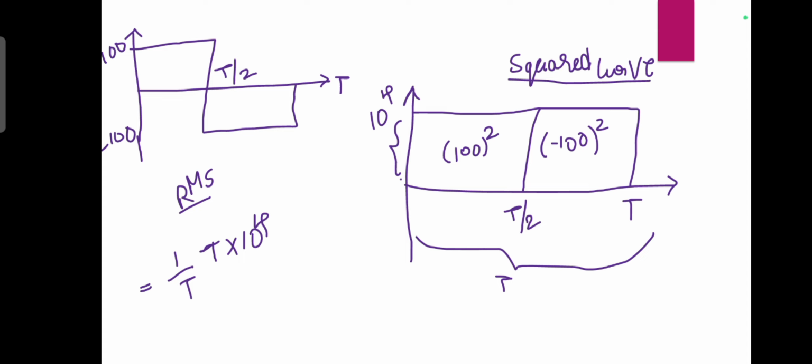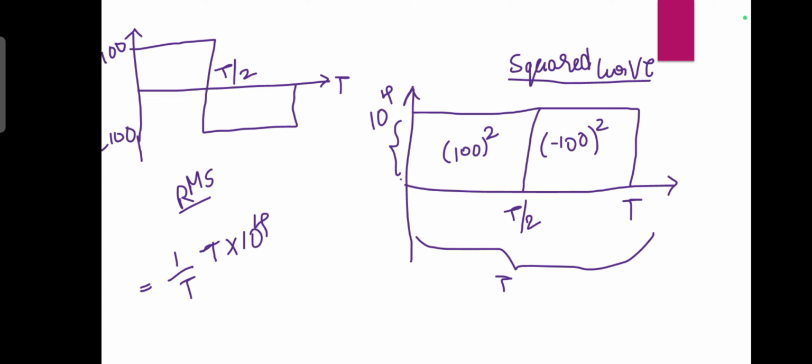And for the RMS value calculation using the area method, how to find? What we need to do is just square the waveform. Previously it is 0 to T by 2 positive half cycle, T by 2 to T negative half cycle. Now if you square, 0 to T by 2 is positive with an amplitude of 100 square, that is 10 power 4, and T by 2 to T is minus 100 whole square, it is plus 10 power 4. So the squared waveform will be completely 0 to T with a magnitude of 100 square.